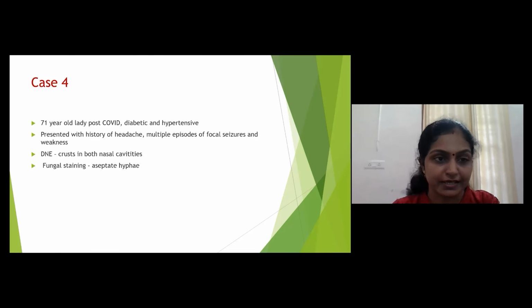Now coming to case 4, a 71-year-old lady, post-COVID, diabetic and hypertensive, presented with a history of headache, multiple episodes of focal seizures and weakness. DNE showed crusts in both nasal cavities. Fungal staining showed aseptate hyphae.